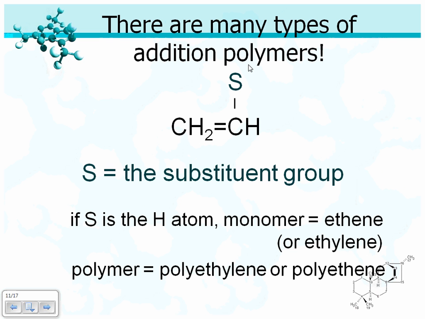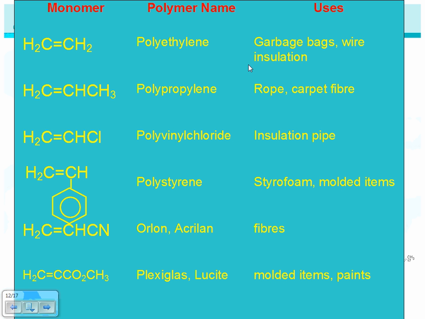So there are many types of addition polymers. Basically, we can look at this easy ethene molecule. But if we add a substituent group on it, so that's not actually considered a sulfur, we call it a substituent group, we can change the type of polymer that we make. So if the substituent is a hydrogen atom, our monomer is ethene, or ethylene is the common name. When we make the polymer of that, it's called polyethylene or polyethene because it's many ethene monomers joined together. So here are some other common monomers.